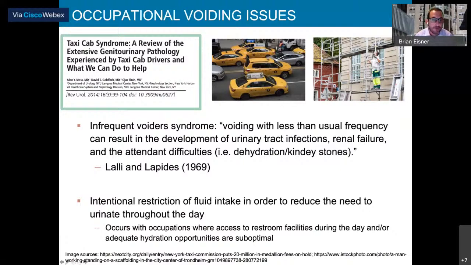What Dr. Goldfarb and Dr. Shah did was, of course, take this theory that was many, many years old and apply it to modern times. And the classic example is the taxi cab drivers in New York City.